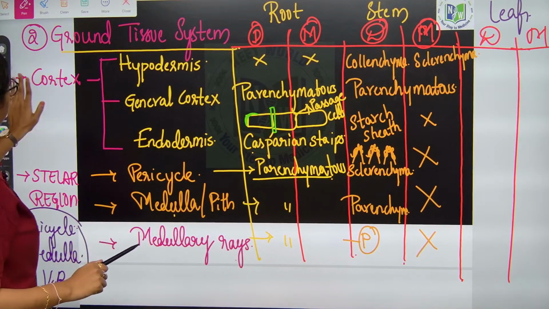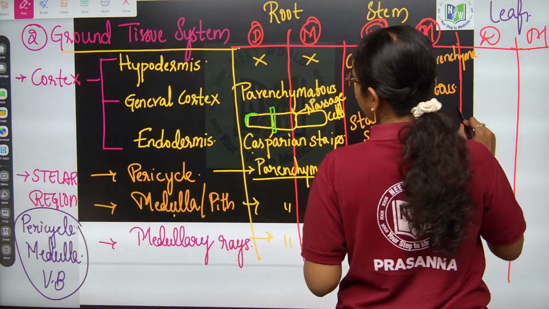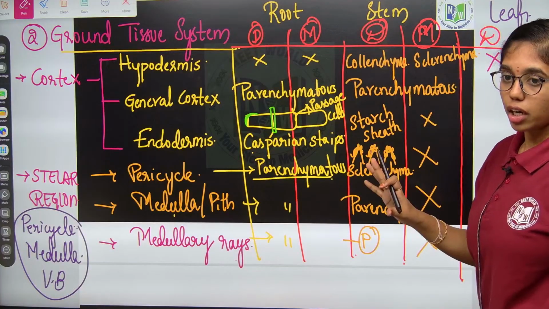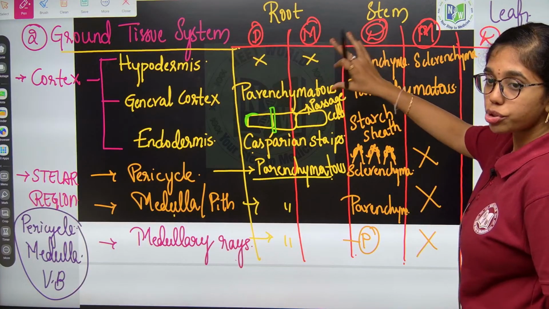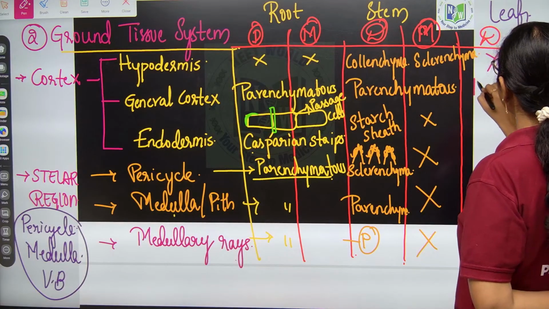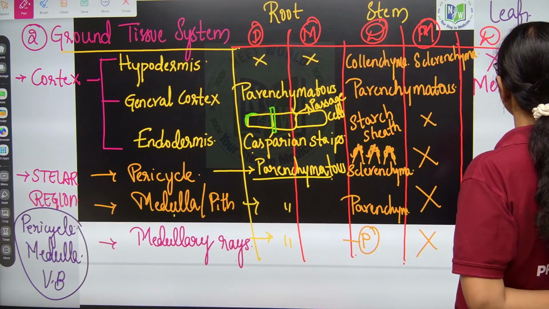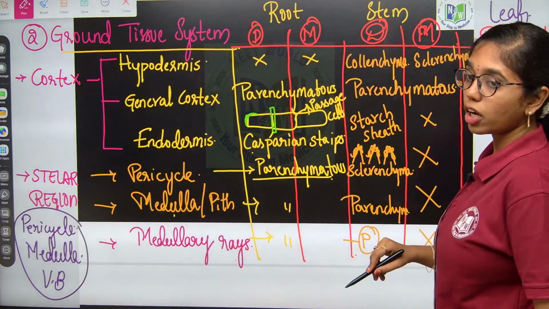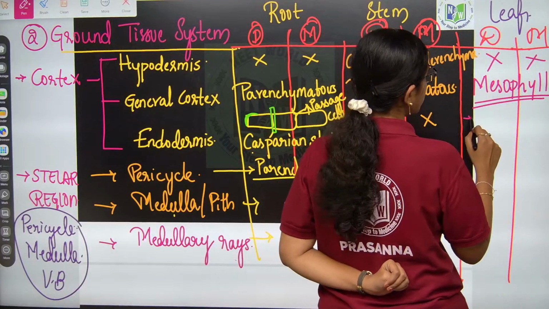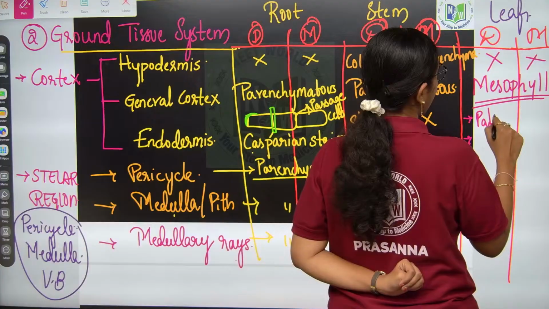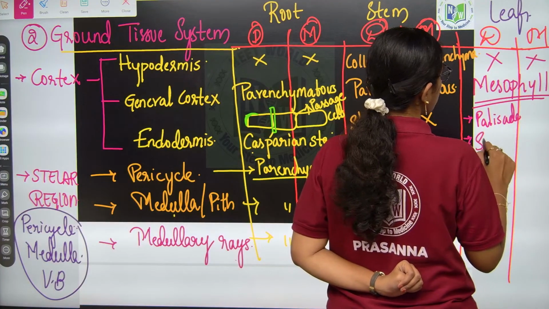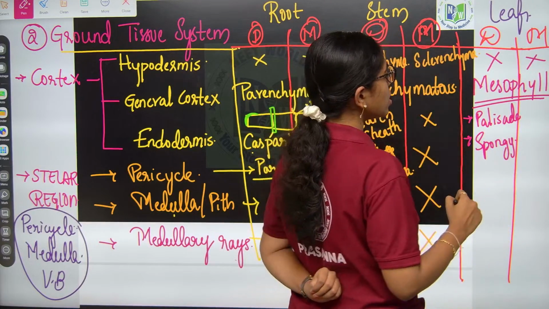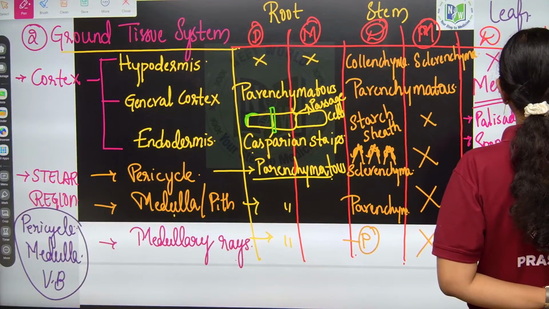Next, in dicot leaf and monocot leaf, hypodermis is absent in the cortex region. The ground tissue system in dicot and monocot leaf is made up of mesophyll cells. This mesophyll in dicot leaf is differentiated into palisade parenchyma and spongy parenchyma. And in monocot leaf, you just have spongy parenchyma.